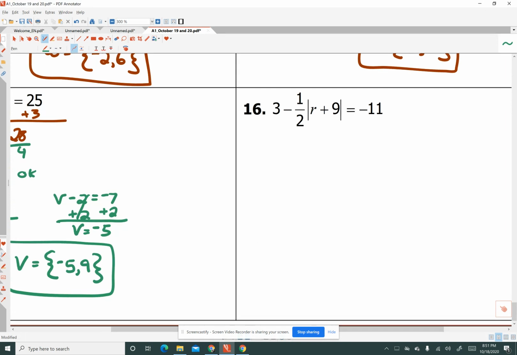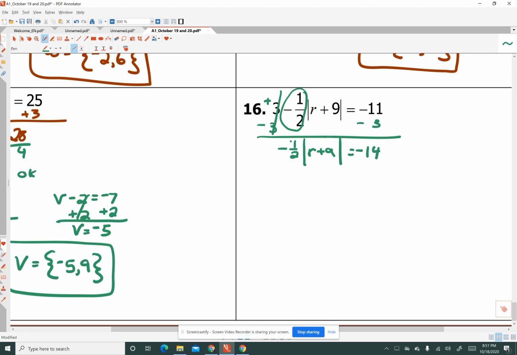Last problem, what will we do first? Little bit tricky. What you need to remember is this is an invisible positive sign. So we have 3 being added to negative 1/2. Think of this as one term times the absolute value of r plus 9 equals negative 11. Let's subtract 3 from both sides. So now we have negative 1/2 times the absolute value of r plus 9 equals negative 14.